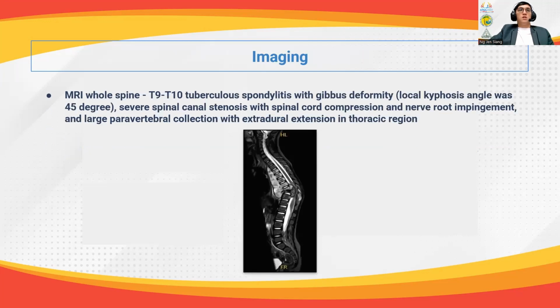For the imaging, we then proceeded with MRI whole spine, and it showed T9, T10 tuberculosis spondylitis with Gibbus deformity. The local kyphosis angle we measured was 45 degrees, and it also showed severe spinal canal stenosis with spinal cord compression and nerve root impingement, and large paravertebral collection with extradural extension in the thoracic region.